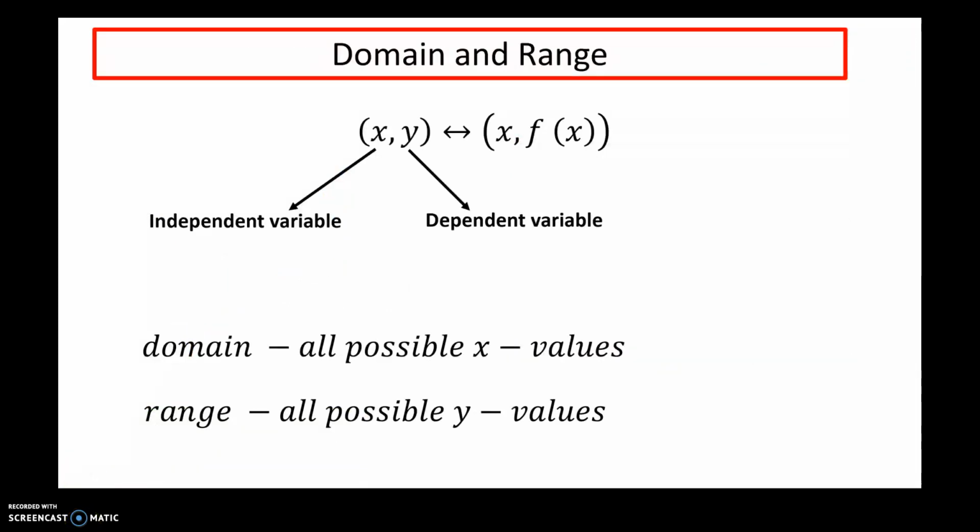Okay, domain and range. Domain is all the possible values for x, while range is all the possible values for y. X is our independent variable, y is our dependent, and then this is our function notation. And in our function notation, we know that our y value is equal to f of x.